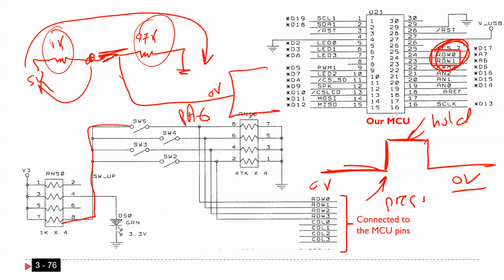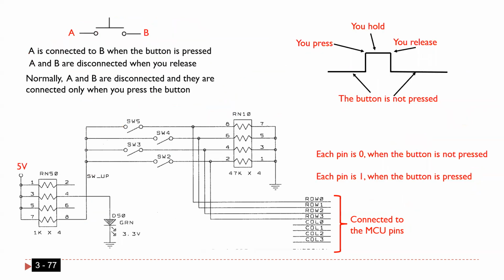Okay. So now, if I want to know if you are pressing or not, all I have to do, guys, is read the pin. If the pin is 0 volt, that means you are not pressing. If it's 5 volt, that means you are pressing it. That's it. Is that clear? Any questions?